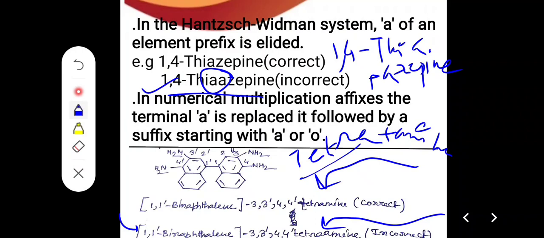In most cases two A's are not placed together, so due to this the A of tetra is lost. And that's why this is the correct spelling. And if we consider two A's placed together, that is both the A of tetra and the A of amine placed together, this is the incorrect spelling.